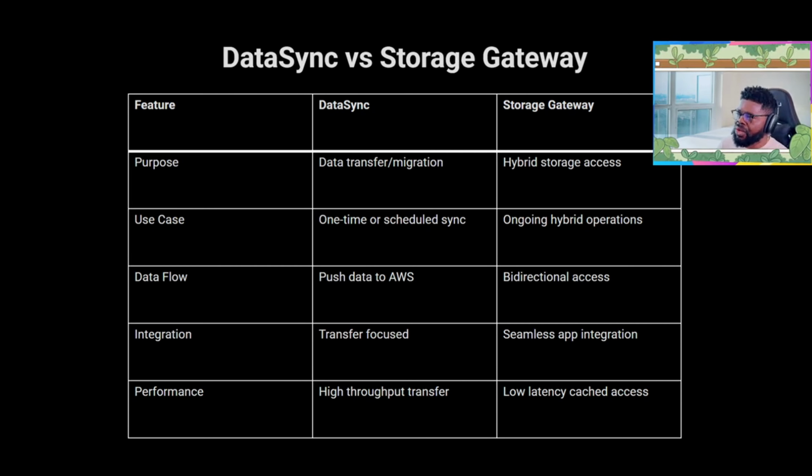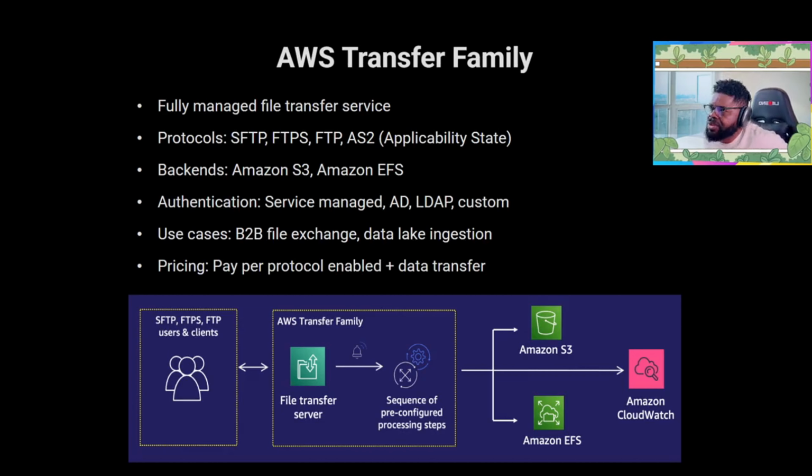If you think about the integration, one is transfer focused, so just push, while the other is really seamless. More or less, you can have that storage built into your existing application. And when you think about performance, one is really high throughput transfer, that's really what it is, to sync data, move data from on-premise to the cloud. And the other one is low latency, cached access. We'll see more of these details when we go into it. So now when you think about DataSync, you'll be thinking, we already have a way for you to move files, but AWS doesn't stop at that. They give you so many options, and that's where the Transfer Family comes in.